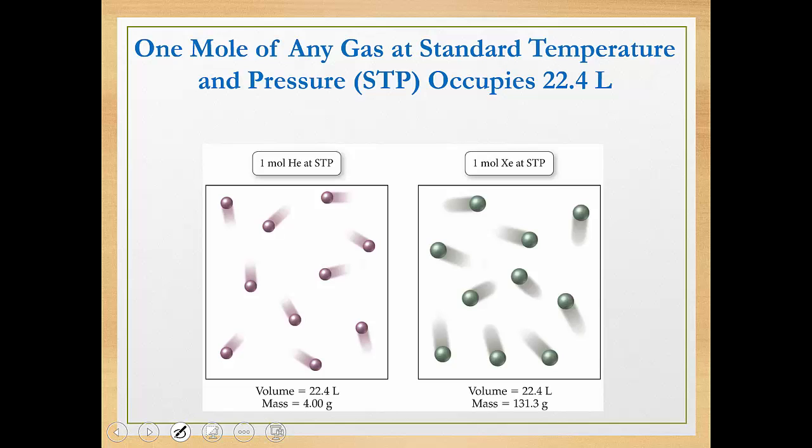So if I have 1 mole of helium that's at STP, its volume is 22.4 liters. That allows me to calculate the mass because I know the number of moles, I know it's helium, so 1 mole of helium is 4 grams. 1 mole of xenon at STP has a volume of 22.4 liters, but notice the difference in the mass. If you look at the molar mass of xenon in the periodic table, it's 131.3. So vastly different mass of gas between helium and xenon. The volume, though, is going to be the same if I have standard temperature and pressure and 1 mole of both of those gases.